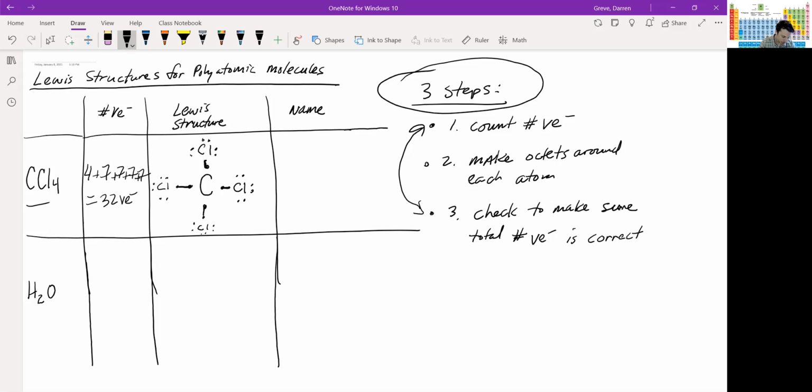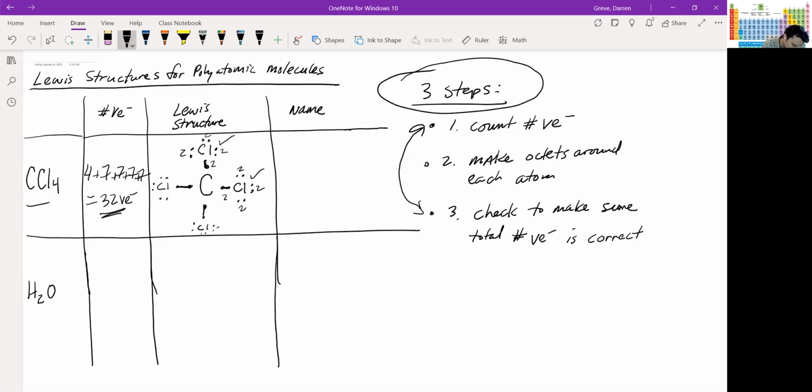So I've proposed a Lewis structure. I need to make sure that each atom in my Lewis structure has 8 electrons around it to fulfill the octet rule. And then I need to count all the electrons to make sure that there are indeed 32. Okay, so let's count electrons around each atom. This chlorine atom has 2 in the bond, 2 lone pairs, another 2 lone pairs, and then another 2 lone pairs. So this chlorine atom has 8, as does this chlorine atom, 2, 4, 6, 8. So this chlorine atom is good. This chlorine atom is good.